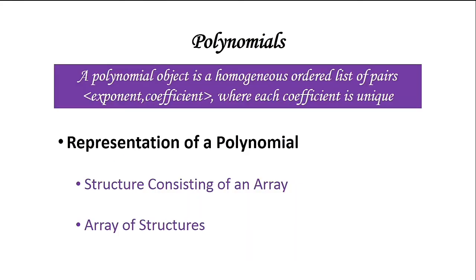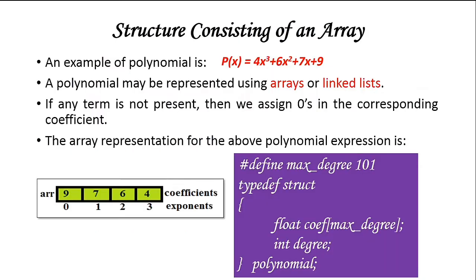Now what do you mean by polynomials? The next concept is polynomial. A polynomial is a combination of exponent and coefficient. We have two different representations of polynomials: one is a structure consisting of an array, and the other is an array of structures. We will see each of these.